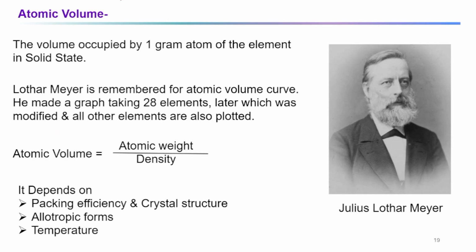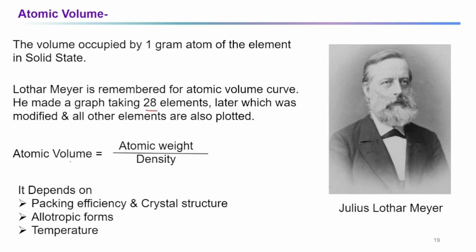Now let's see the definition of atomic volume. The volume occupied by 1 gram atom of the element in solid state is called the atomic volume. Lothar Meyer is remembered for the atomic volume curve. He made a graph taking 28 elements. At that time very few elements were known. Later it was modified and all other elements were also plotted.